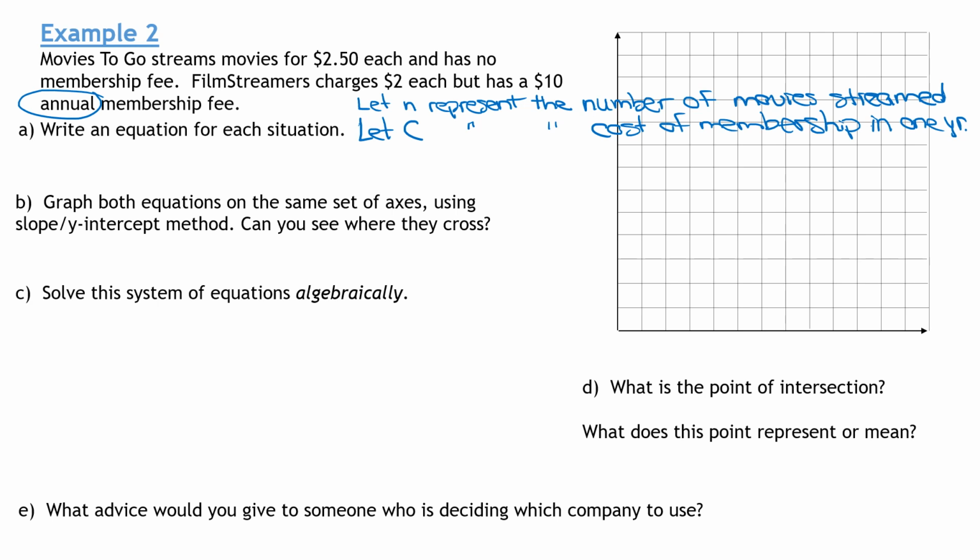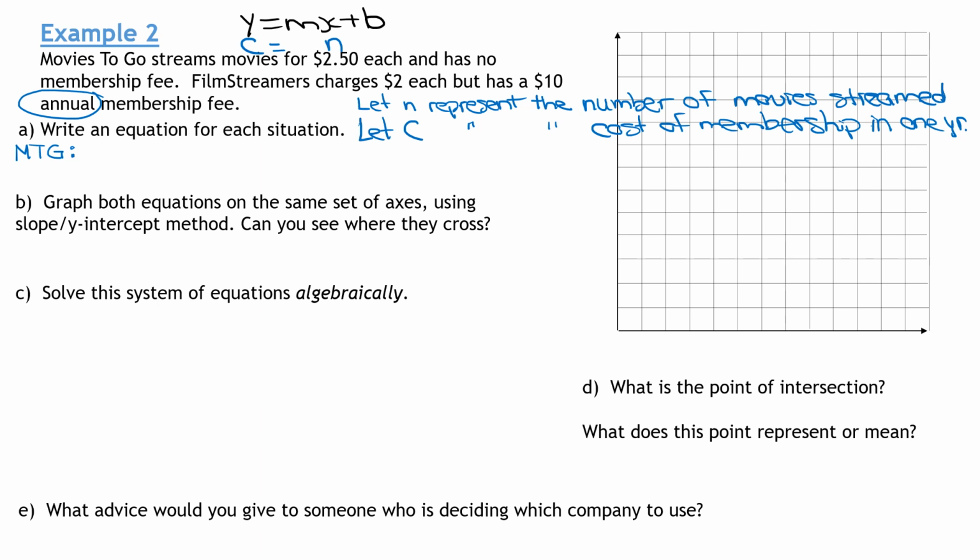So equations are always in the form, let me put it up here, y equals mx plus b. Now we've replaced our y with a c, and we've replaced our x with an n. So what I need to figure out first is the slope, and I'm going to talk about movies to go first. So MTG, movies to go. Let's talk about their equation.